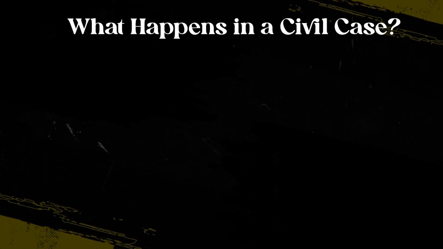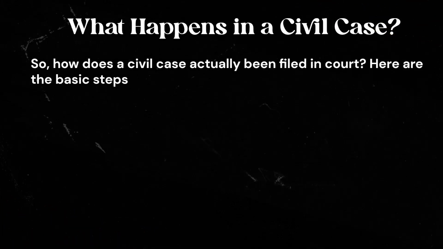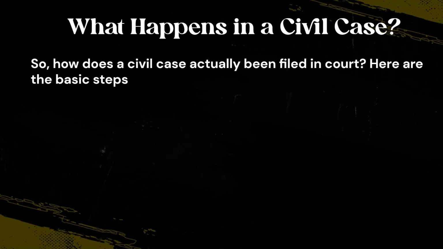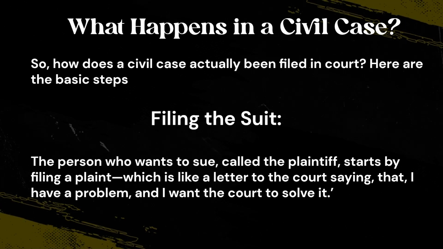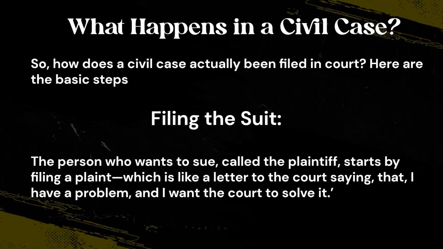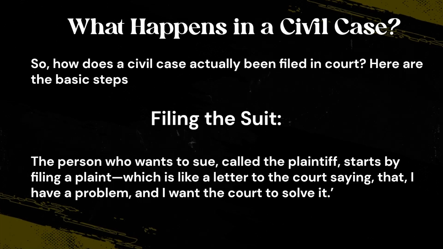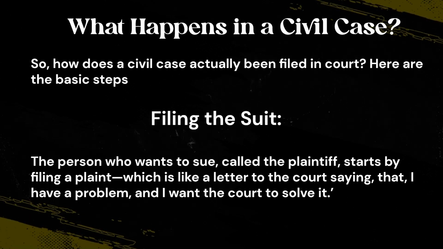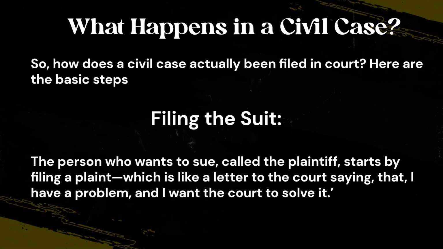What happens in a civil case? So, how does a civil case actually get filed in court? Here are the basic steps. Filing the suit. The person who wants to sue, called the plaintiff, starts by filing a plaint, which is like a letter to the court saying that, I have a problem, and I want the court to solve it. After the suit is filed and accepted by the court, the next proceeding will start, that is serving summons.